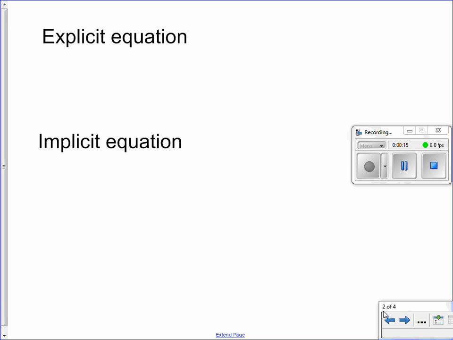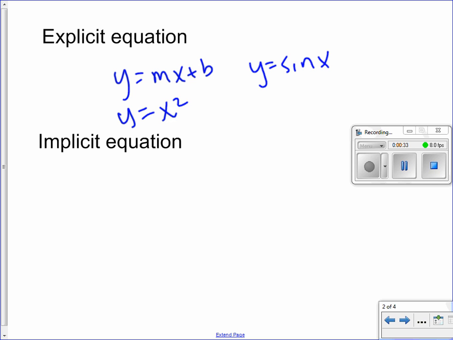Up until now, we've mostly dealt with what are called explicit equations. An explicit equation is when y is explicitly defined. So y equals anything, or a quadratic, or a trig function. All of these are explicitly defined.